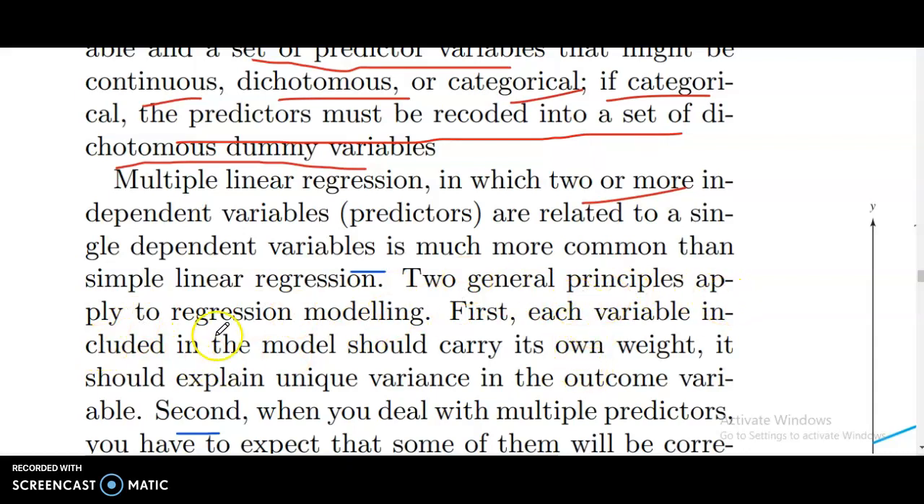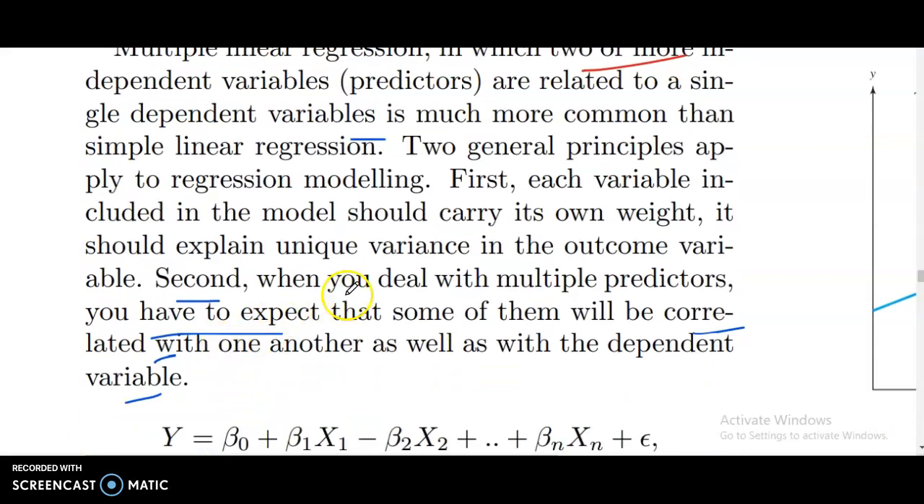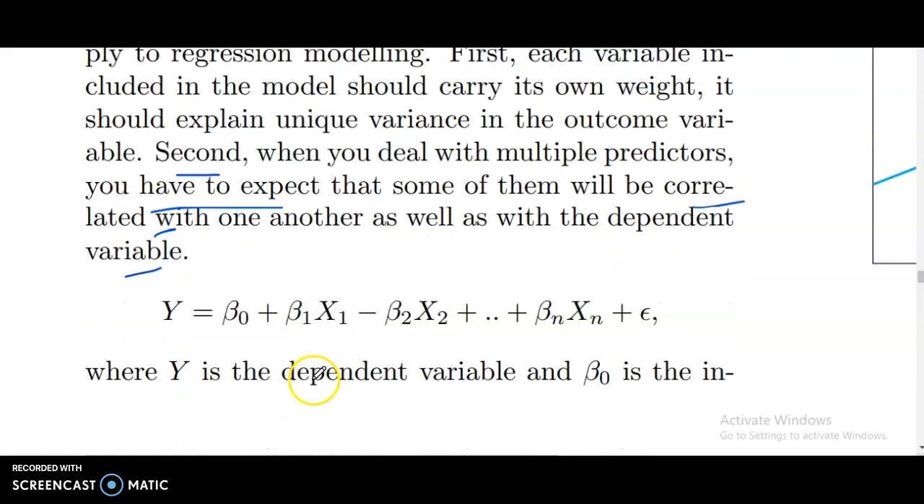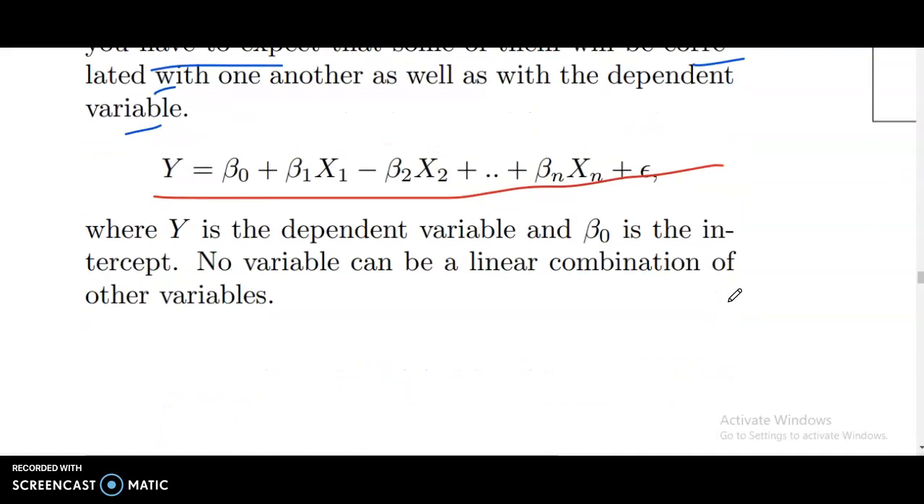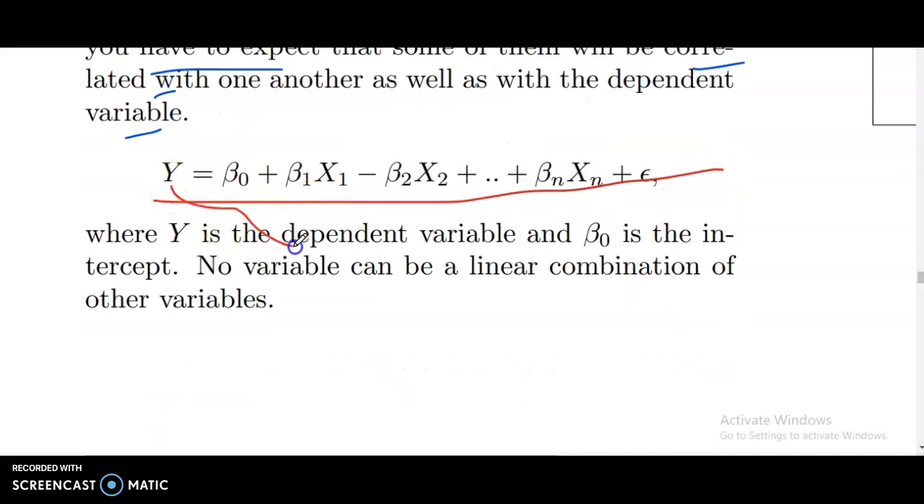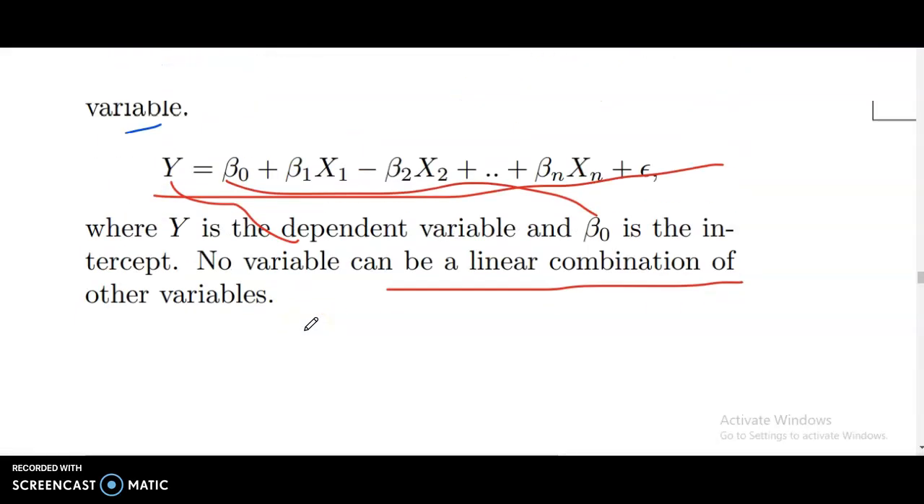Two general principles apply to regression modeling. First, each variable included in the model should carry its own weight. It should explain unique variance in the outcome variable. Second, when you deal with multiple predictors, you have to expect that some of them will be correlated with one another as well as with the independent variable. Here y is the dependent variable, beta naught is the intercept. No variable can be a linear combination of other variables.